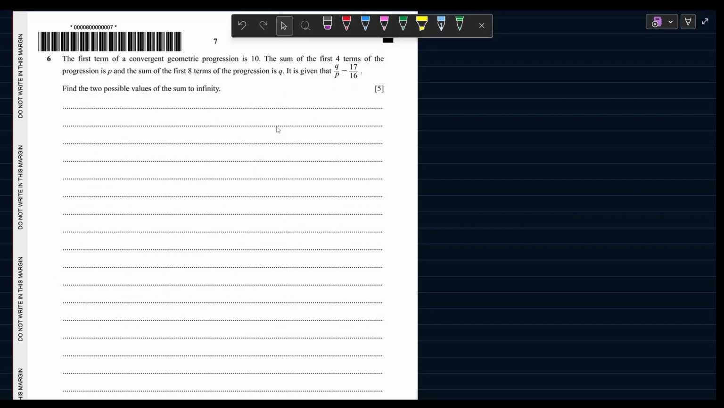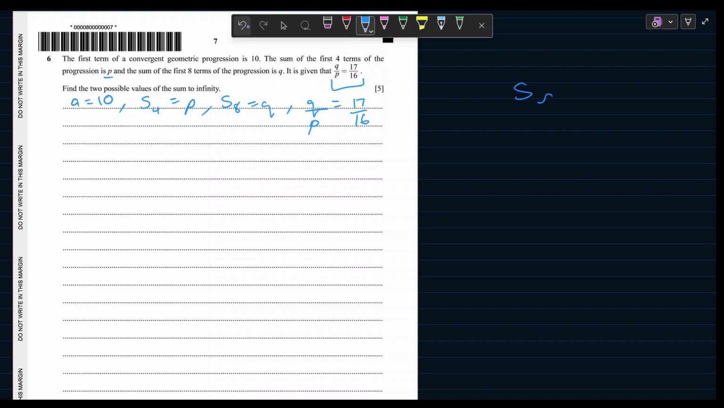Number 6, the first term of a convergent geometric progression is 10. I'll just write that down. A is 10. The sum of the first 4 terms of the GP is P. Sum of the first 8 terms of the GP is Q. It is given that Q over P is equal to 17 over 16. Find the two possible values of the sum to infinity.